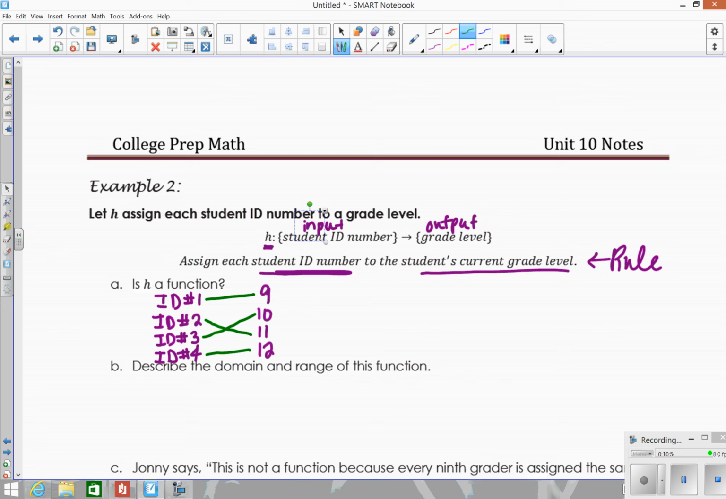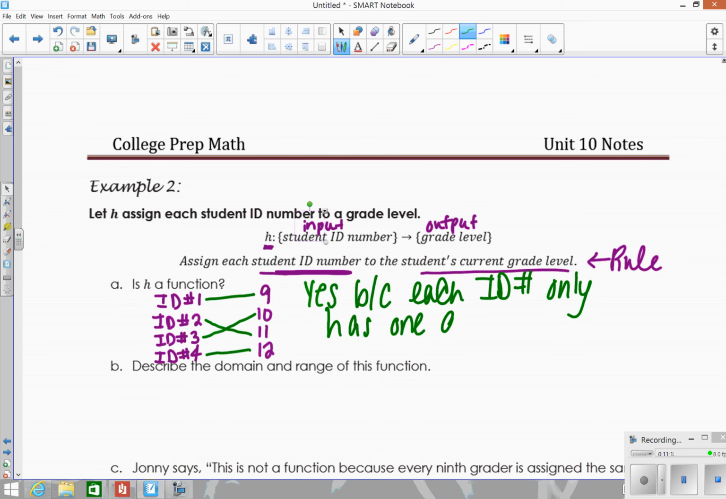So in this case, yes, this is a function because each input only has one output. There's only one answer for each of these inputs. So yes, because each ID number only has one grade level.